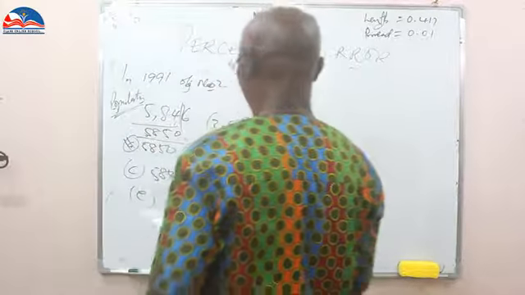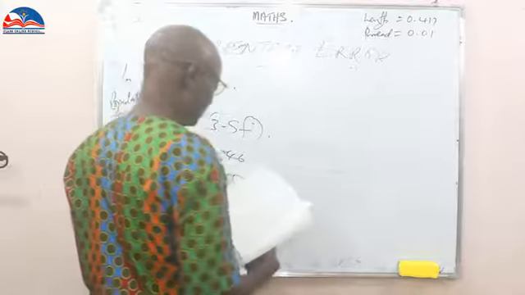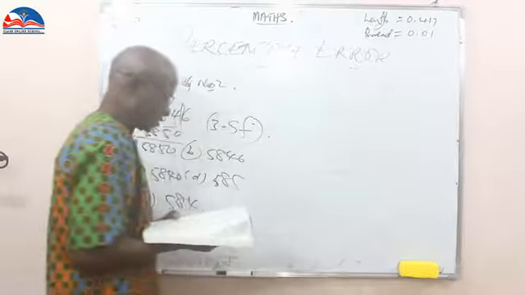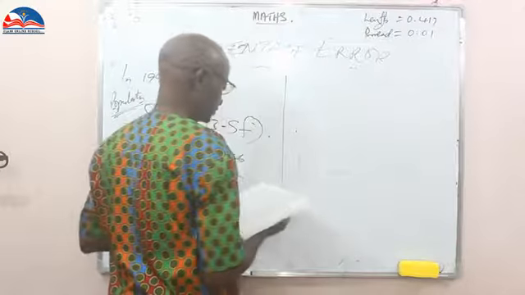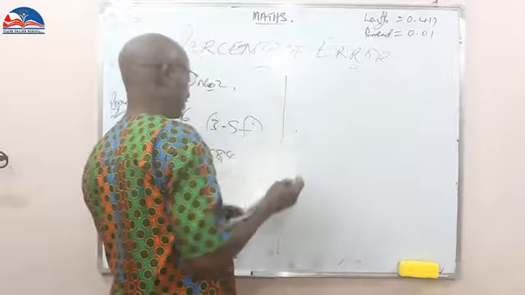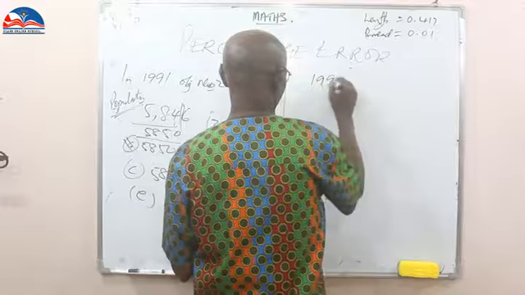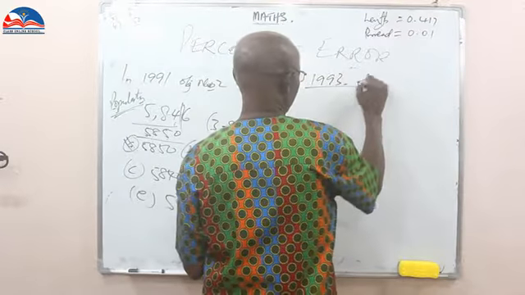Now let's say this is number 50. It says 1993, objective question number 50.